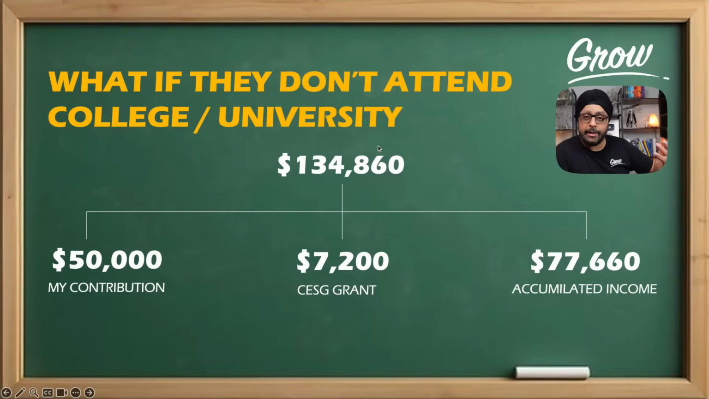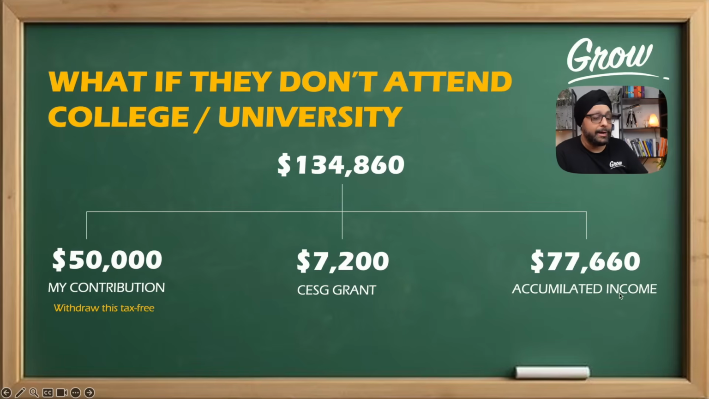Anyways, we don't know all of that, but here's option number 3, which is probably the most commonly used option in case the child does not pursue education. Now, we talked about this, let's say it's all compounded to $134,860. This is if you do $250 per month for 18 years at 8% year-on-year return. $50,000 contribution, we have the CESG grant, and we have the accumulated income, and these three things are treated very differently.